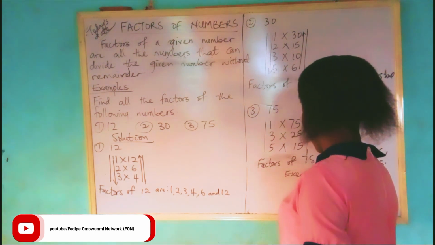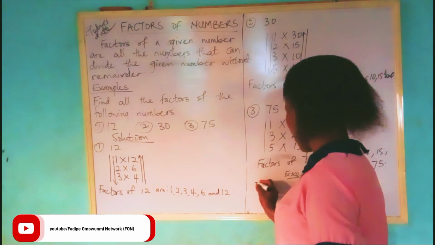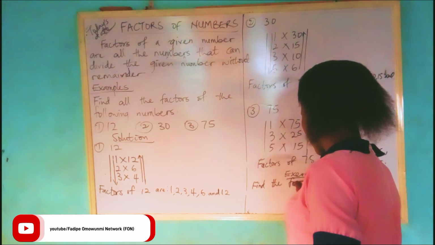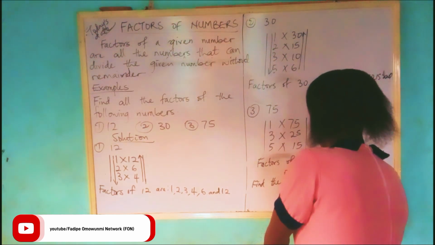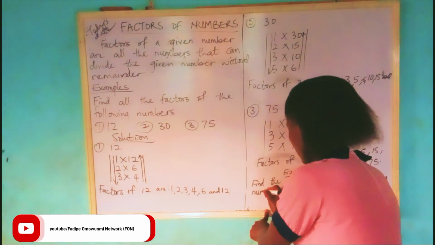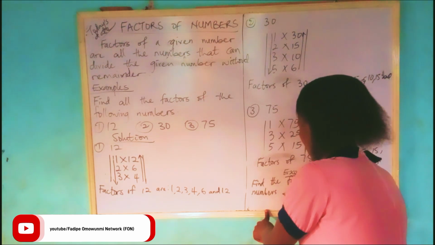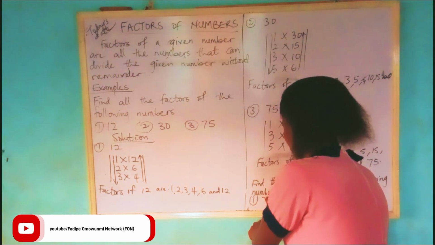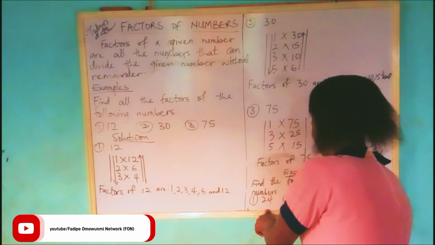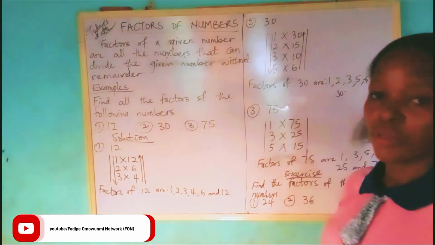Now, I hope you can do this as your own exercise. You can do this on your own. Find the factors of the following numbers. Number 1, 24. Number 2, 36. So try your hand on those two.